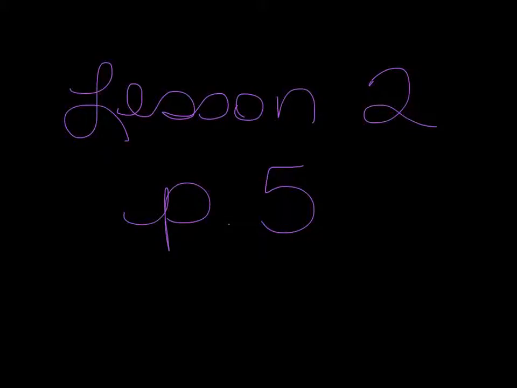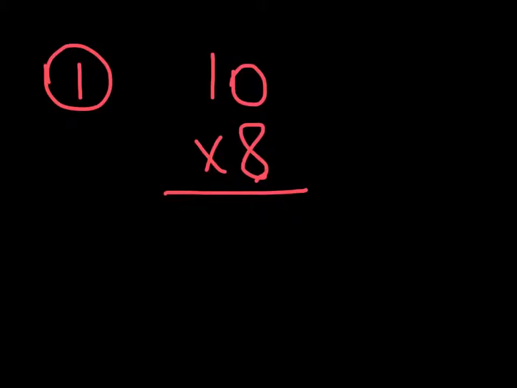Okay, this is lesson 2, page 5, multiplying with multiples of 10. Number 1, you have 10 times 8. Go ahead and just show the work. You're going to do 8 times 0, which is 0, and then 8 times 1, which is 8.